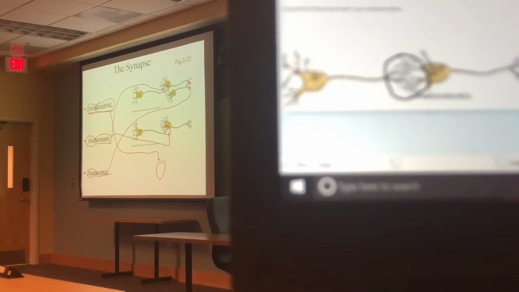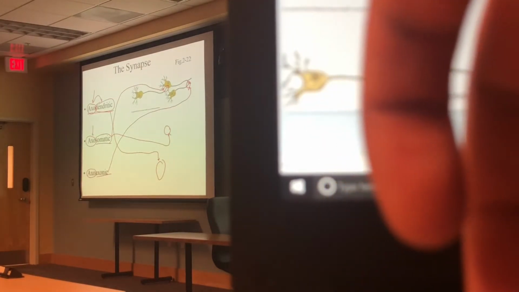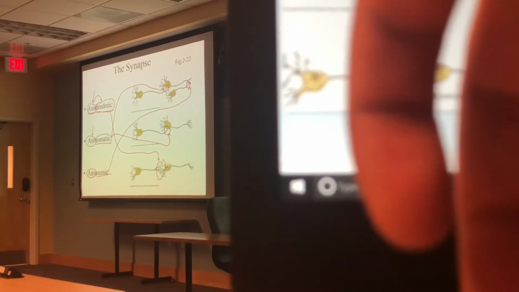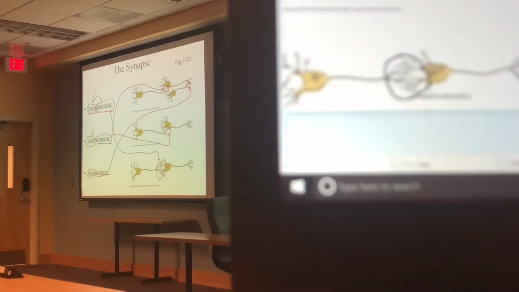All you gotta do is just map out, just follow the axon. Remember, it's always axon first, right? And just follow where it ends, okay? So you saw there were actually two axosomatics. You got axosomatic here, and another one here also, okay? It's from the axon to the body.